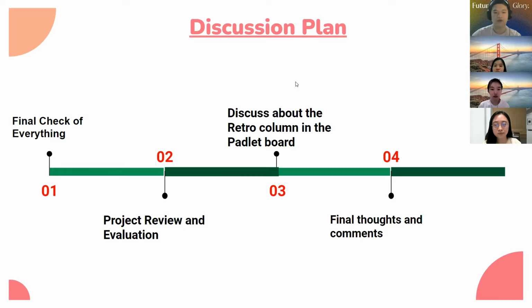And then the second part, we'll be discussing the project review and evaluation. What could we do better? And then we discuss the task duration. Is there any difference from the first one, etc.? And then the third step is we'll be discussing the retro column in the Padlet board, the comments that we have already made in the Padlet board, and then the fourth and final step is the final thoughts and comments.